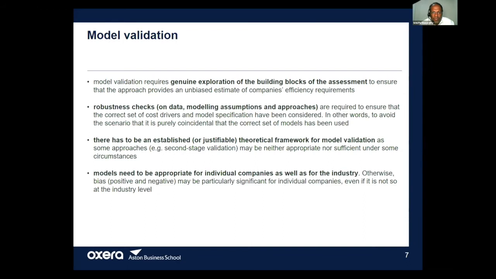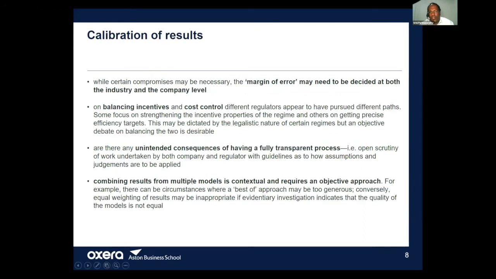And the last step, if the next slide, please. So this would be calibration. This is where results from multiple models, multiple methods are brought together by a regulator, and different regulators have taken different paths here. Some regulators explicitly quantify a margin of error to be attached to the results. Some regulators focus on identifying precise estimates of efficiency. Others focus on strengthening incentives. Now, clearly, this process is highly contextual, so they need to be considered at both the industry level as well as at the company level.